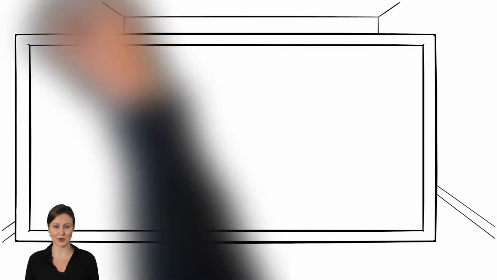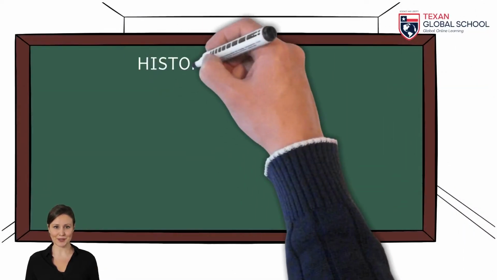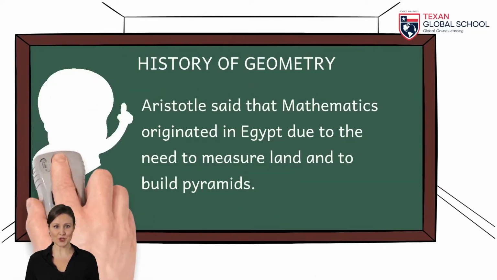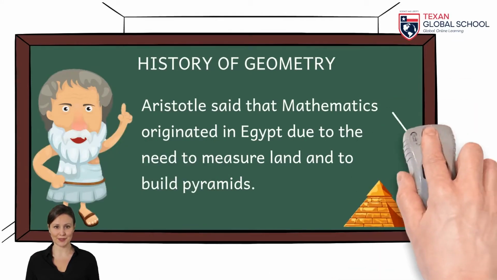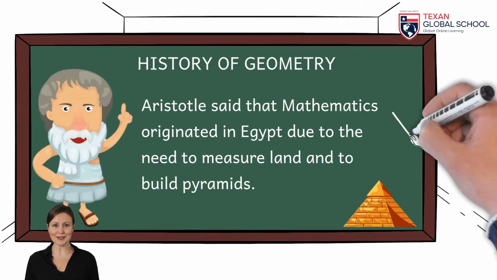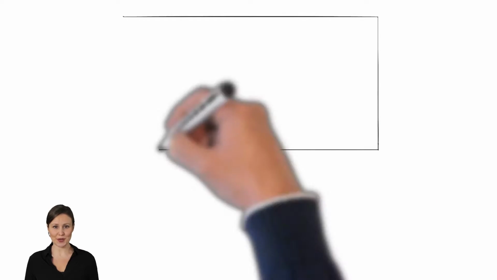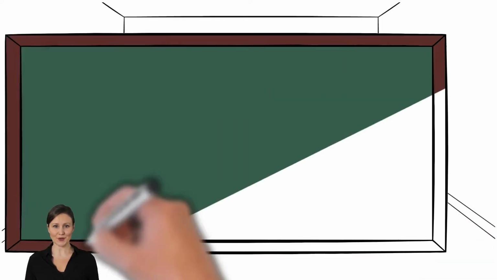Greek writers such as Aristotle attributed the origin of mathematics to the Egyptians due to the need to measure land and the construction of the pyramids. Herodotus said that King Sesostris divided the lands into quadrangular plots to be distributed among his subjects.